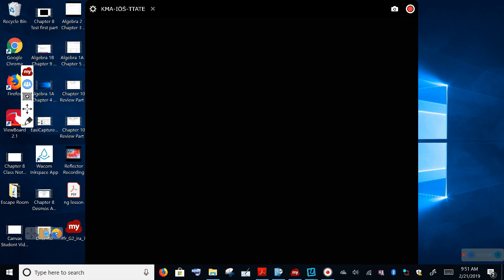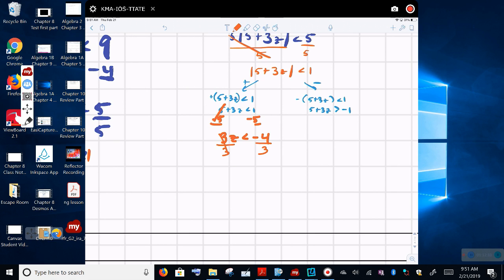And then divide both sides by 3. z is less than negative 4/3. I'll do the one on the right really quickly too. Subtract 5, subtract 5. 3z is greater than negative 6. Divide both sides by 3 and you get z is greater than negative 2.